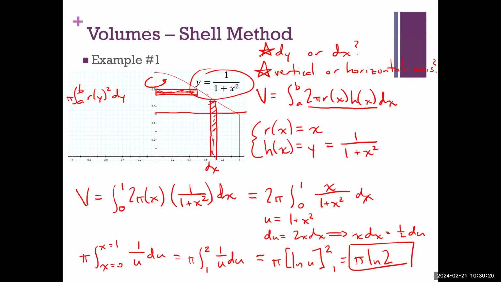So sometimes your choice on disk method or shell method is going to be dictated by what integral you'd rather do. Sometimes, like in this case, I think it'd be very difficult. In other cases, I think it'd be absolutely possible to isolate a certain variable. But I think in this case, shell method is more appropriate for the thing we wanted to do.